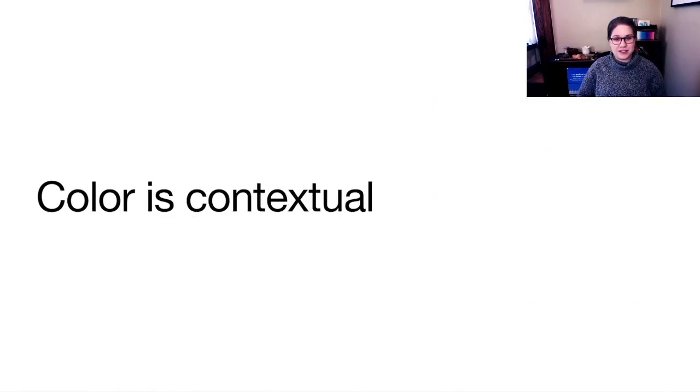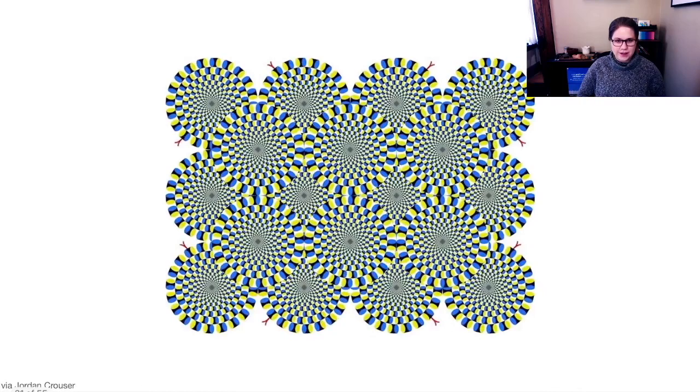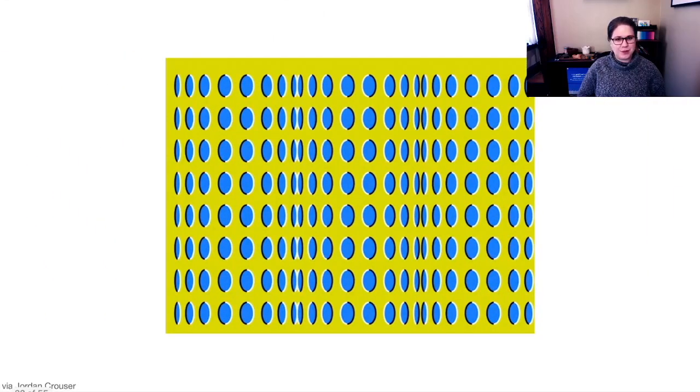So color is contextual, and I mean this in a couple ways. One is that the way that color looks depends on what it is next to. And you can get these optical effects that, this looks like it is a moving GIF. It's actually a still image. Same with this one. That's a still image.